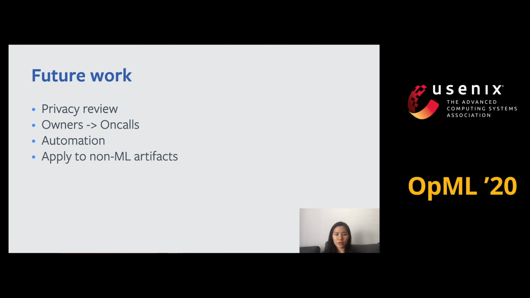Now let me talk about future work. Clear ownership enables privacy review over machine learning artifacts creation. We will be able to build better infrastructure to ensure we apply new privacy policy to all the machine learning artifacts. Currently, not all machine learning artifacts are assigned with on-call rotations. They may only have owner's information. To prevent single point of failure, owners will be gradually converted to on-call rotations.